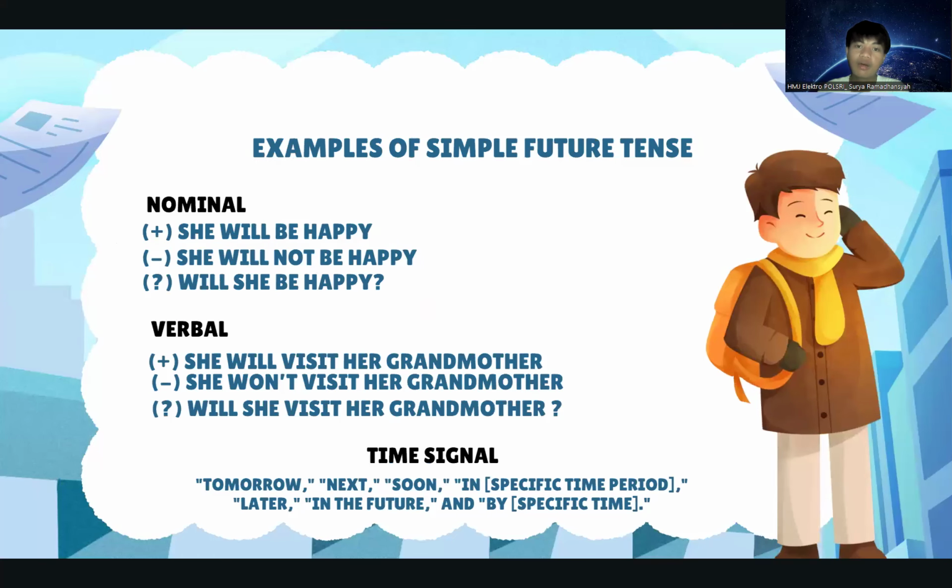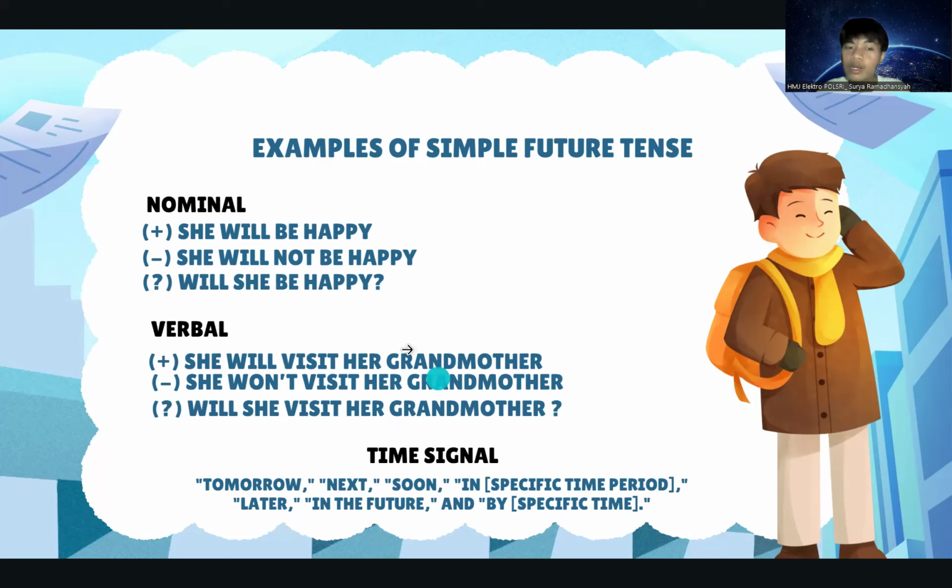Okay, examples of simple future tense. Nominal. She will be happy. Negative. She will not be happy. Interrogative. Will she be happy? Verbal categories. Positive. She will visit her grandmother. Negative. She won't visit her grandmother. And interrogative. Will she visit her grandmother?